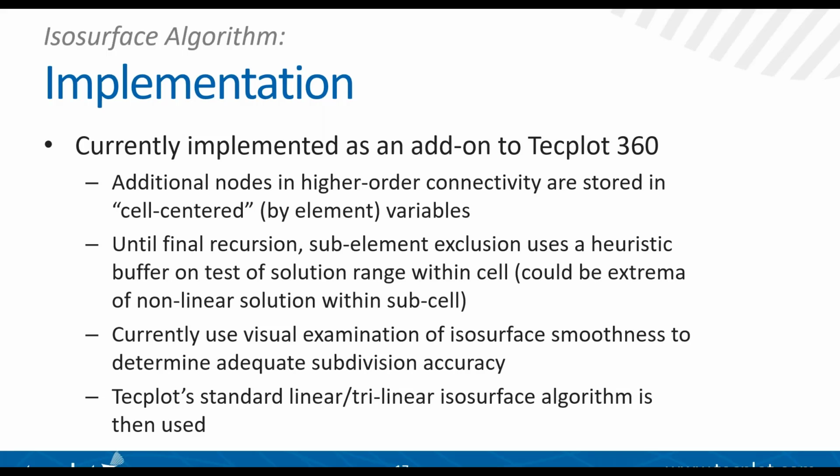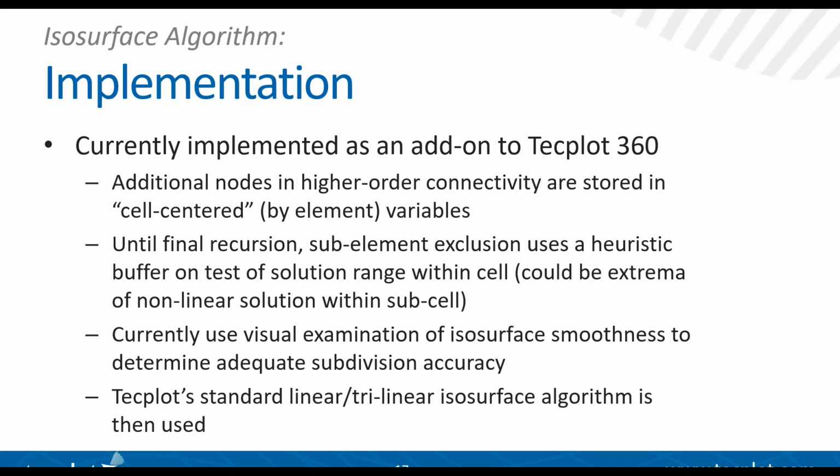In this add-on, the additional nodes in the higher order connectivity are stored in cell-centered or per-element variables. So for example, a linear tetrahedron has 4 nodes in its connectivity list. It specifies the node numbers of 4 nodes at the corners. The additional nodes in this case are stored in these cell-centered variables. So the edge nodes are stored in the cell-centered variables.